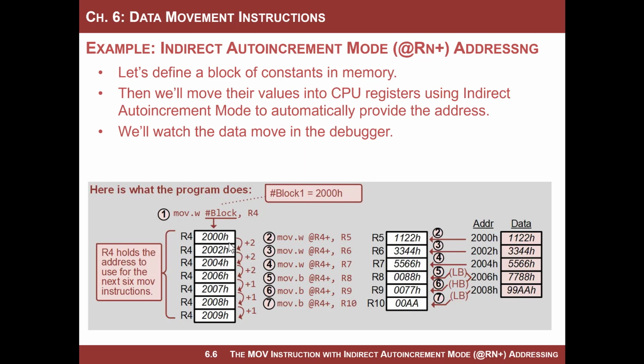Then I'm going to use R4 as my indirect register. I'll load 2000 into R4, and then I will grab this value at 2000 using indirect auto increment mode. When I grab it and put it into a CPU register, it will automatically increment down to 2002. Then I'll grab this value, 3344, and bring it into another CPU register, and it'll automatically increment by 2. Grab this value, let it automatically increment. Grab this value, let it automatically increment. Grab this value, let it automatically increment. Let's do a couple where we do 16-bit operations and also 8-bit operations just to see how it actually works.